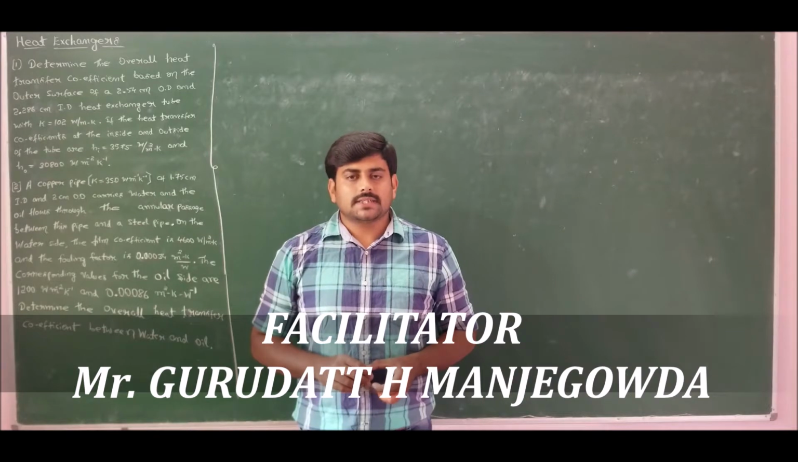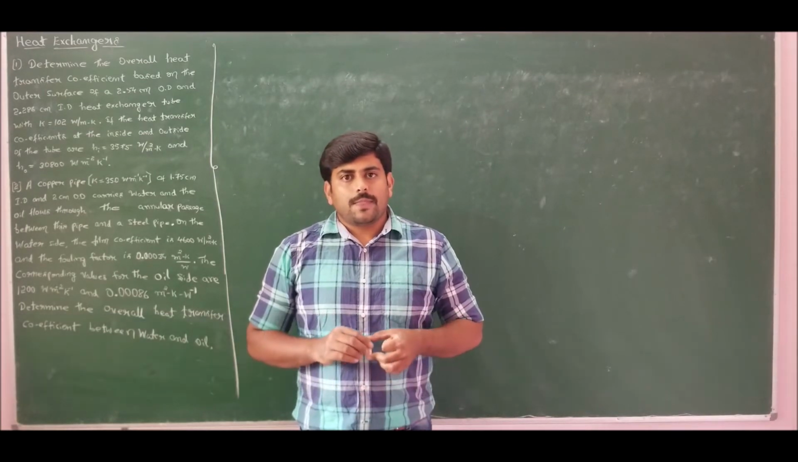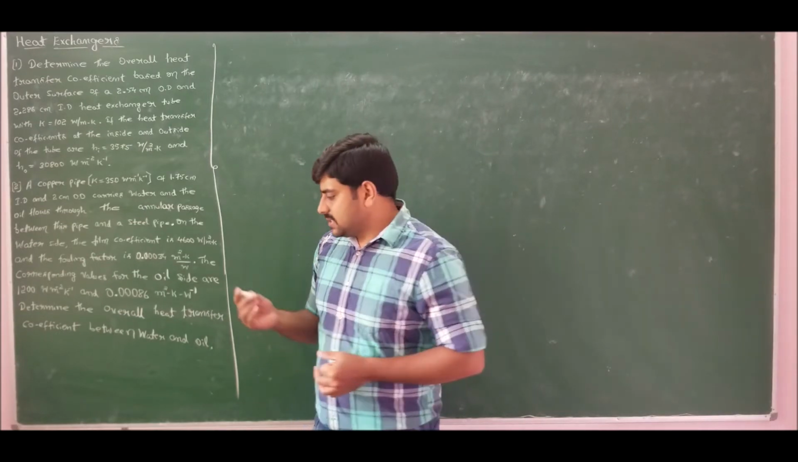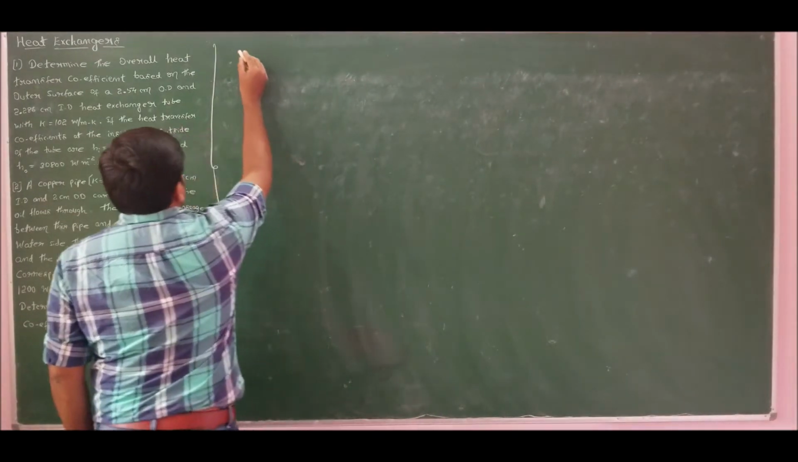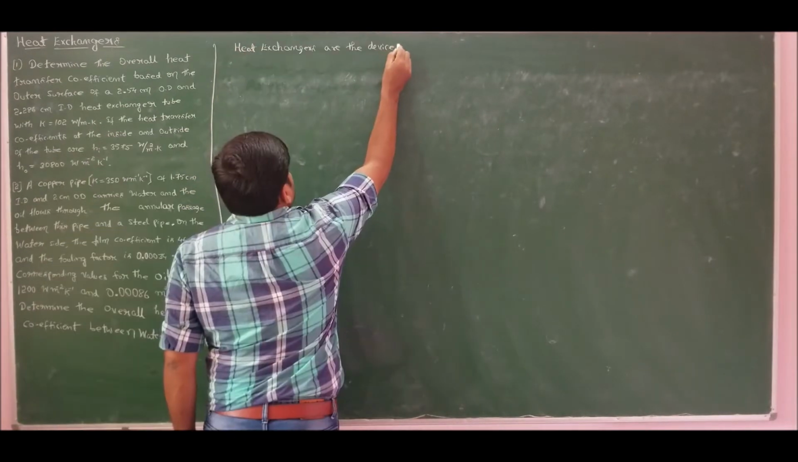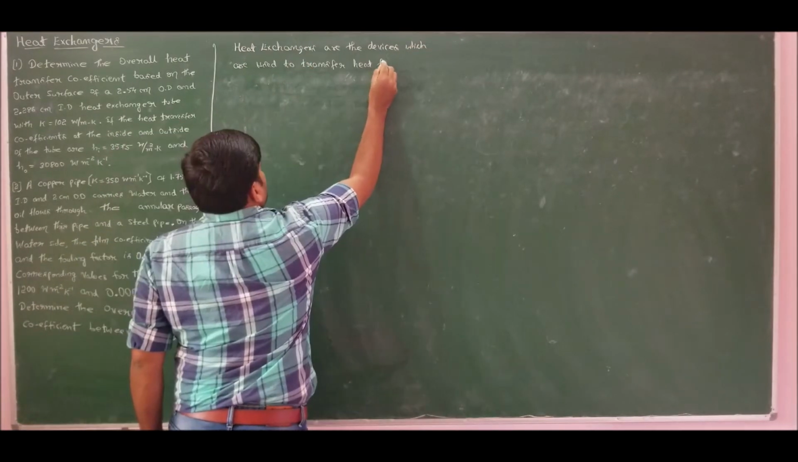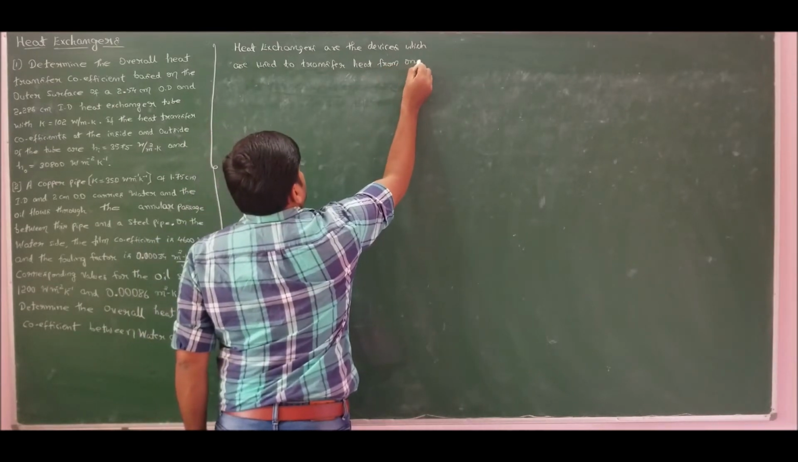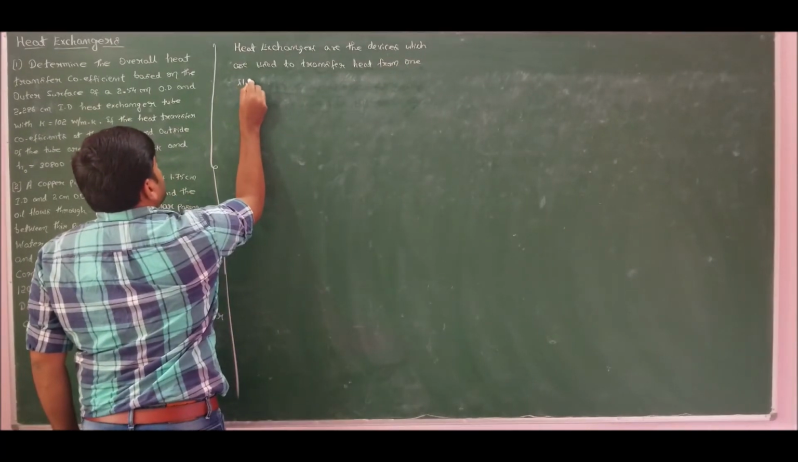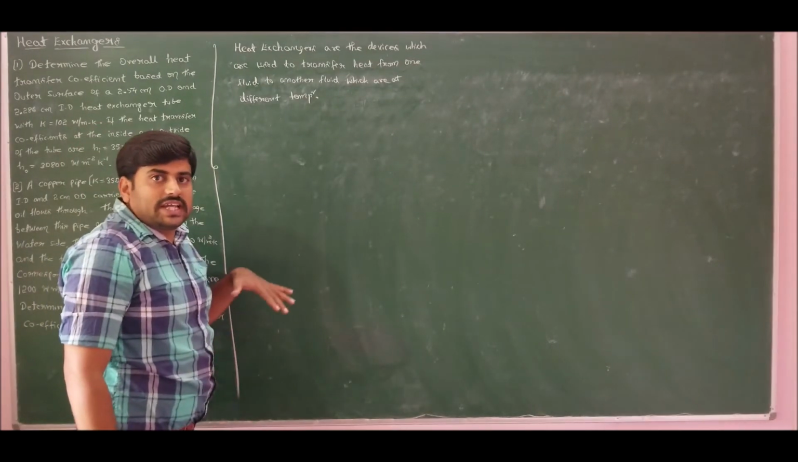Heat exchangers are the devices which are used to transfer heat from one fluid to another fluid which are at different temperatures. Coming to the various types of heat exchangers, let me list out the classification. First, heat exchangers are the devices which are used to transfer heat from one fluid to another fluid which are at different temperatures. So this is the definition of heat exchangers.